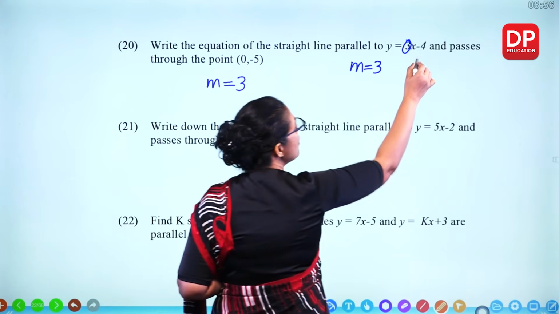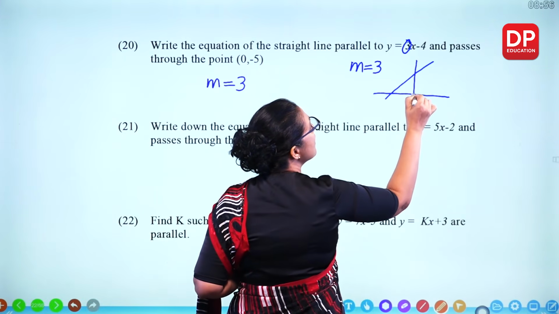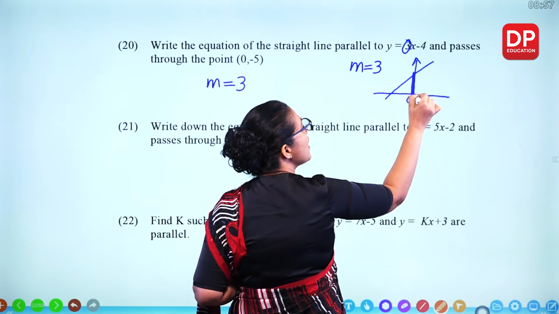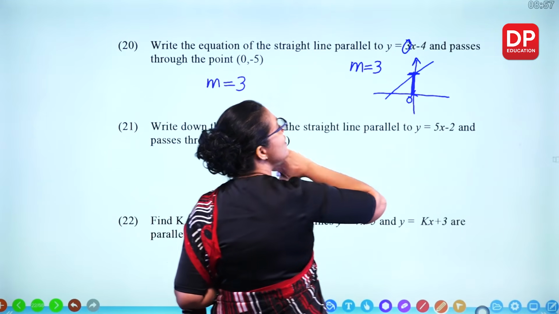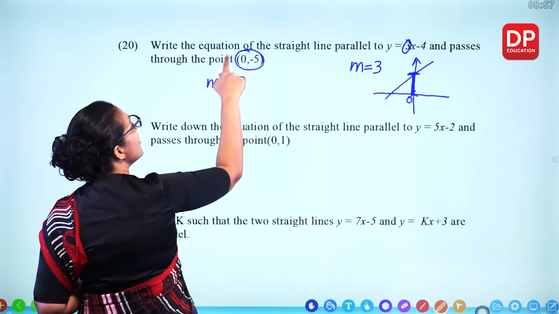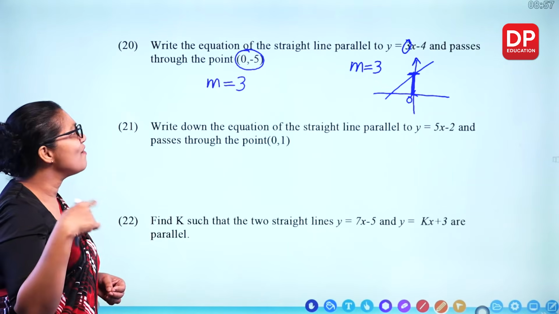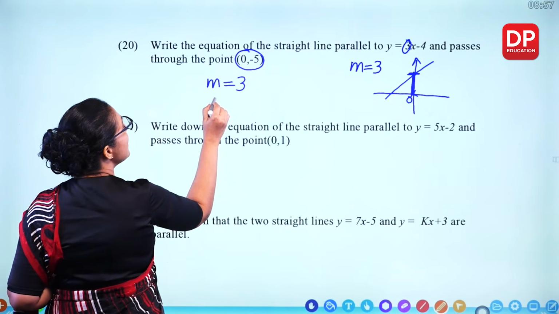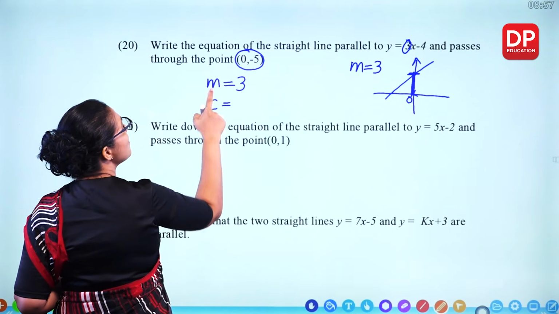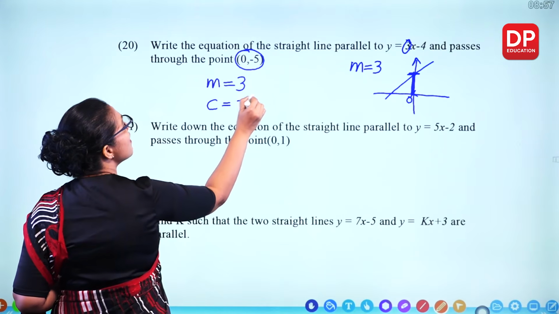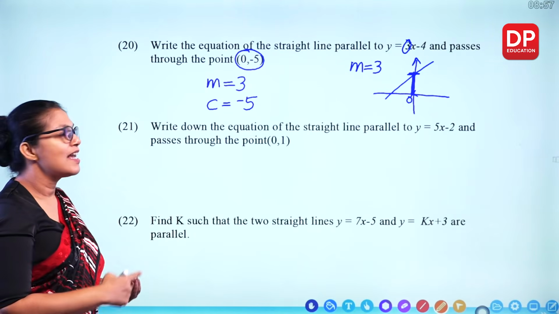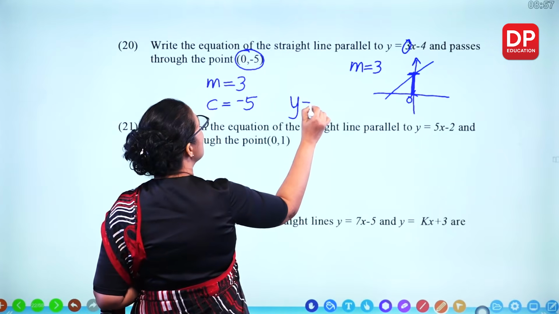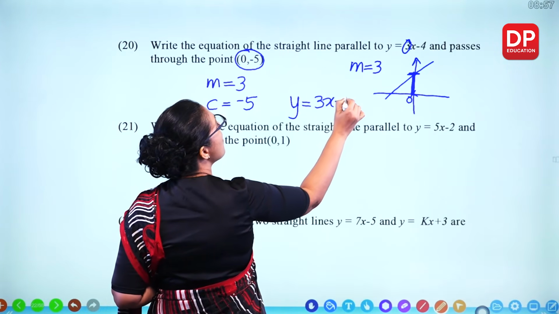Because when you take this value on the y-axis, it means when x equals 0, the y value. So what is this one? x equals 0 and y equals minus 5. That means that's the y-intercept. So you can straight away write down this is minus 5. m is 3, c is minus 5. What is the equation? y equals 3x minus 5.